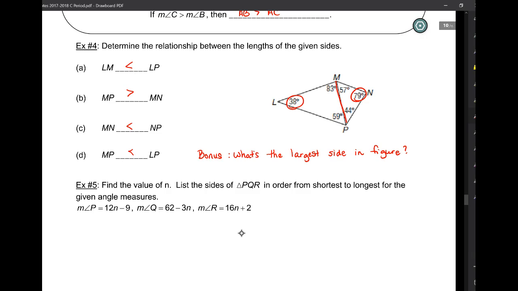Interesting. Jessica? LP. It is LP. Why? Because it has the greatest angle measure opposite of it. Yeah. Okay, that's one way to look at it.